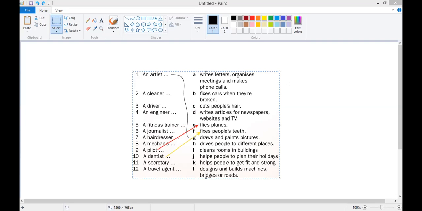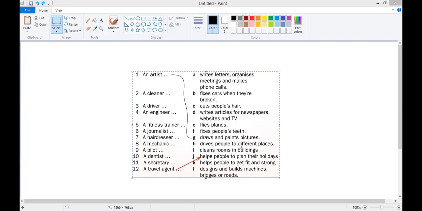All right, then after that, we got a secretary. Well, she writes letters, organizes meetings, and makes phone calls. All right, very good. And then finally, we have a travel agent. Well, that's also simple to understand. It's an agent that helps you travel. So let's see. She's going to help people plan their holiday.